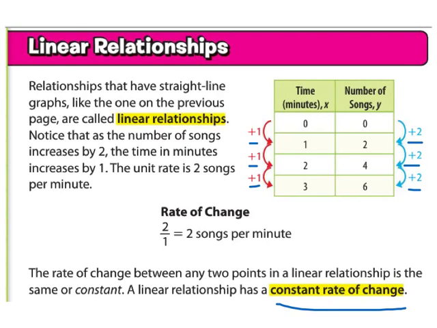If we are going to find the constant rate of change, it's change in y over change in x, which we'll talk about a little bit more with slope. But that little triangle means change in.